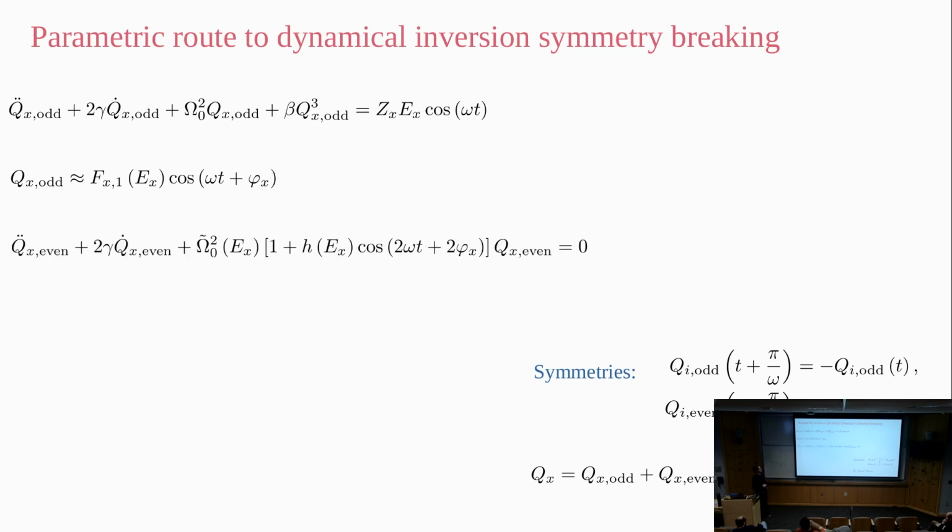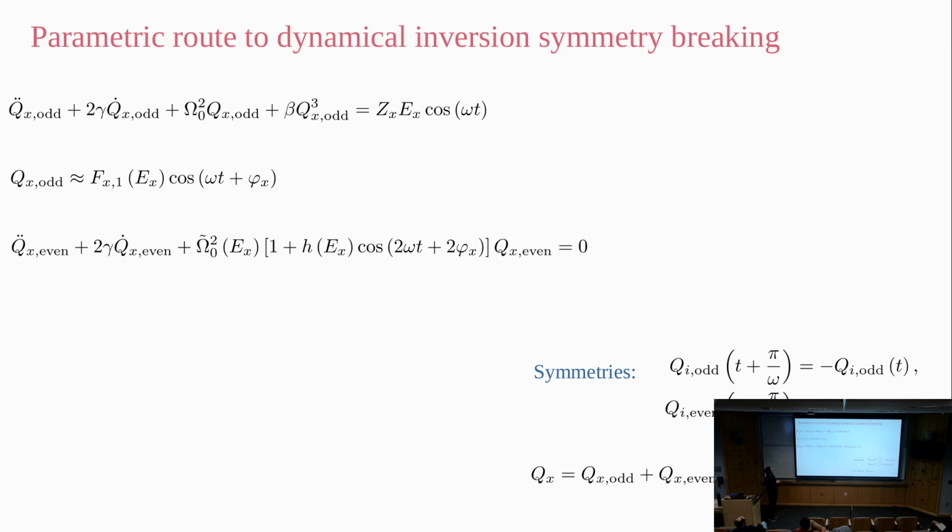But then there will also be an equation for the even modes, and this will be more interesting. Because first of all, the drive is obviously odd, so it will not couple to this equation. So there is no drive in this equation, but from this q to the power of 3, there is a term that goes like q odd to the power of 2, which is even, times q even. So it's something even times something even, and it's even.